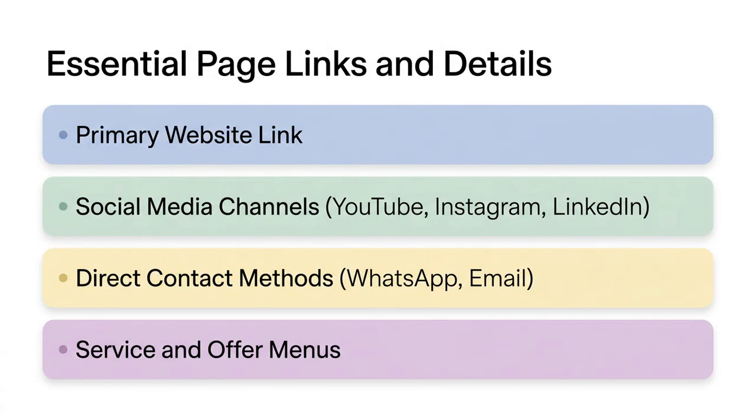Once the bio is set, you need to connect your audience to your wider digital presence. Platforms allow you to add multiple links, usually around 4 to 5. You should include your primary website, other active social media channels like YouTube or LinkedIn, and direct contact methods such as WhatsApp or a dedicated business email. Beyond basic contact info, you can also list specific services or special promotional offers directly on the page. This turns a simple profile into a functional landing page, where potential clients can immediately see what you do and easily navigate to your offerings.